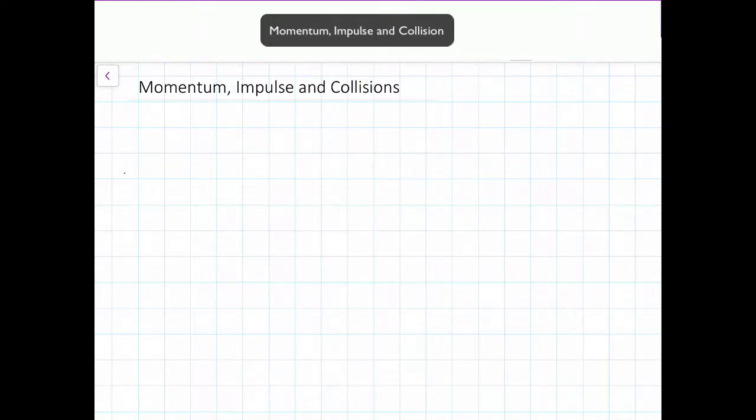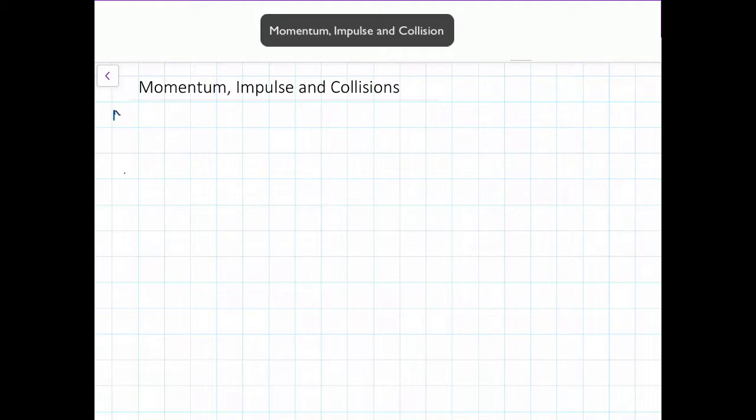This new topic is about momentum, impulse, and collision. For instance, if two objects collide with each other, what is the impact of one object on the other? Such things can only be explained in terms of kinetic energy and momentum. So in today's topic, the first item that we would like to talk about is momentum.